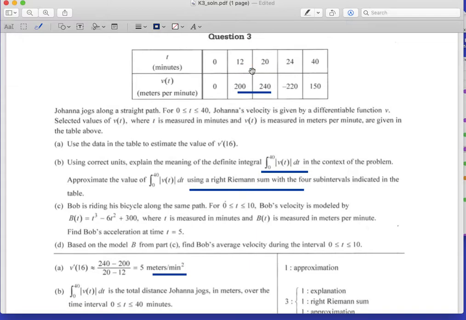So what are we going to do? Well, here's the first rectangle right here. We're going to use 200 as the height, and the width is 12. So there's a height, there's a height, there's a height, there's a height. The only twist there is that this negative height, we're going to treat it as positive. We're going to change it into positive because we're taking the absolute values of all of these velocities.